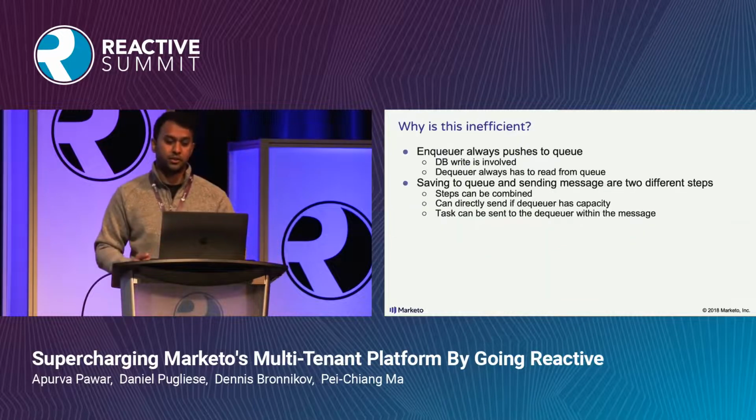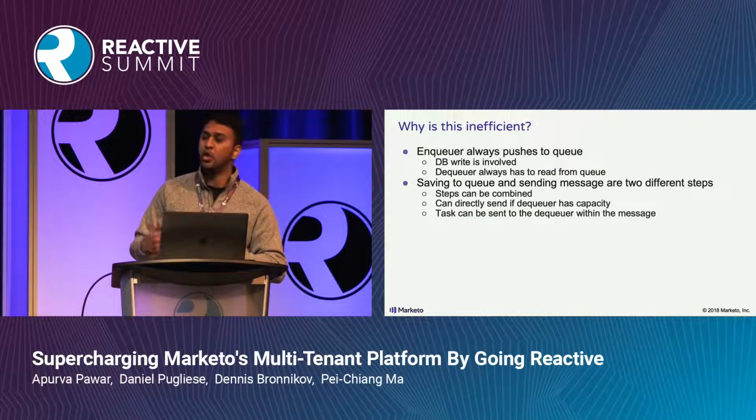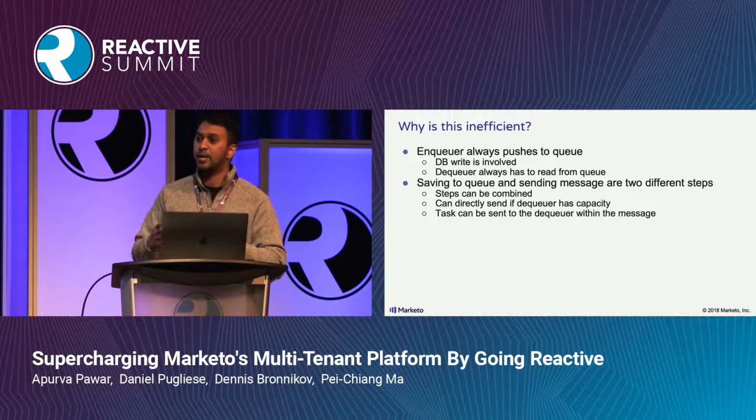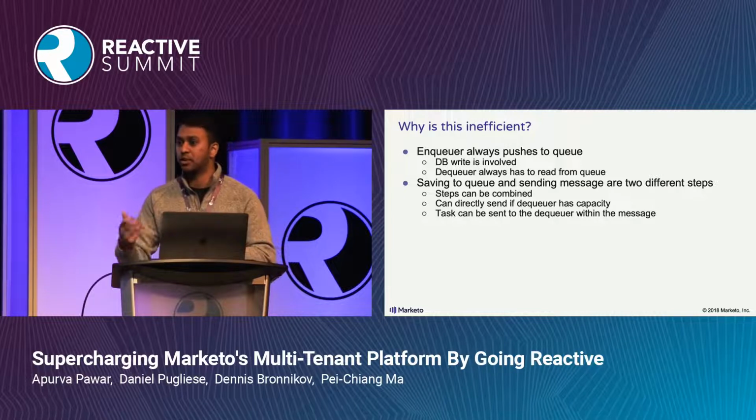So why is this inefficient? We can see that the enqueuer always pushes to the queue, which means that DB writes are involved, and the dequeuer always has to read from the queue as well. Saving to the queue and sending these messages are 2 different steps right now. These steps can be combined, and the task can be sent over to the dequeuer within that message itself.